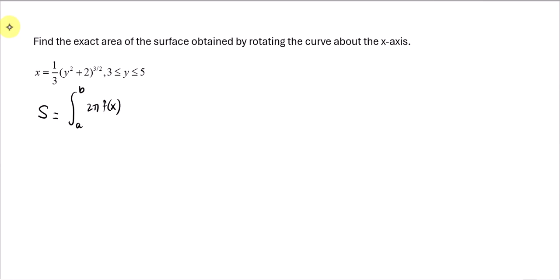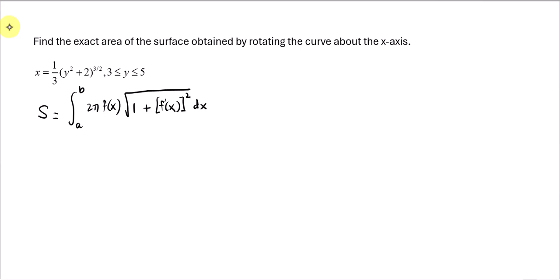of x, and again, where f is positive and has a continuous derivative of the function f, and then multiply by the square root of 1 plus f prime, the first derivative f prime of x, and everything squared, dx.